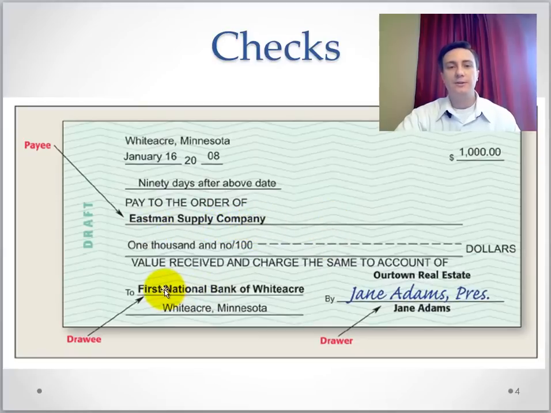And so we notice that in this particular example, Eastman Supply Company is the payee. And we notice that the drawee is the bank. And so that's the third party. The drawer is the writer of the check. The payee is the person who receives the funds. And the drawee is the bank. Notice, three parties on this instrument. You may not ever have noticed that.